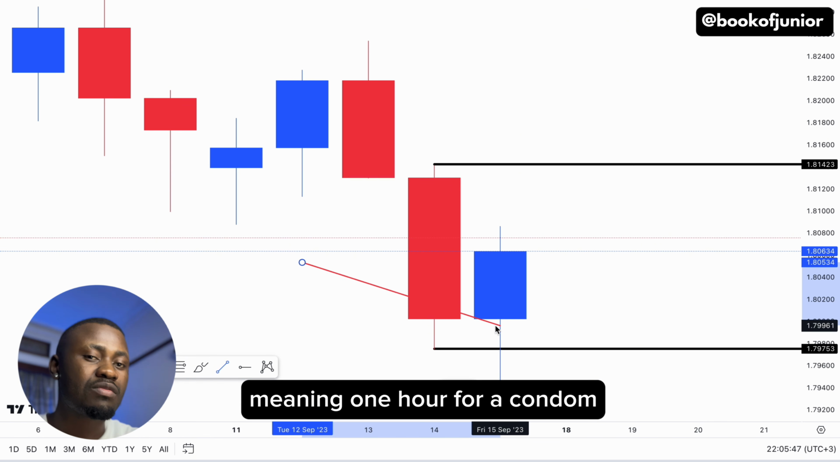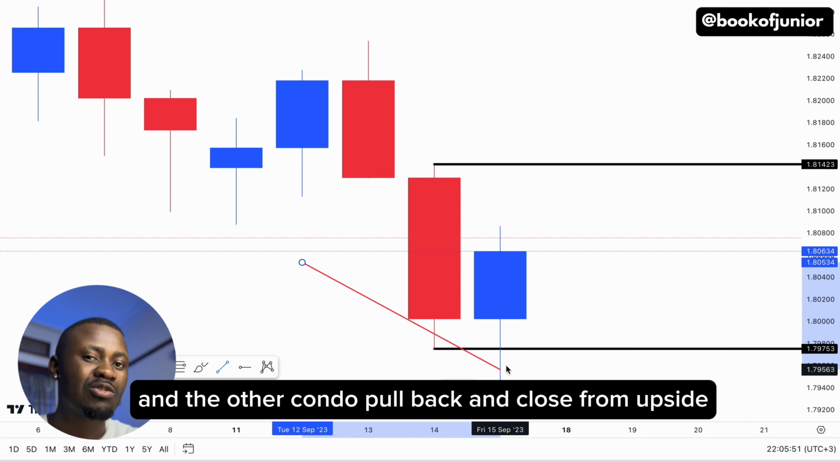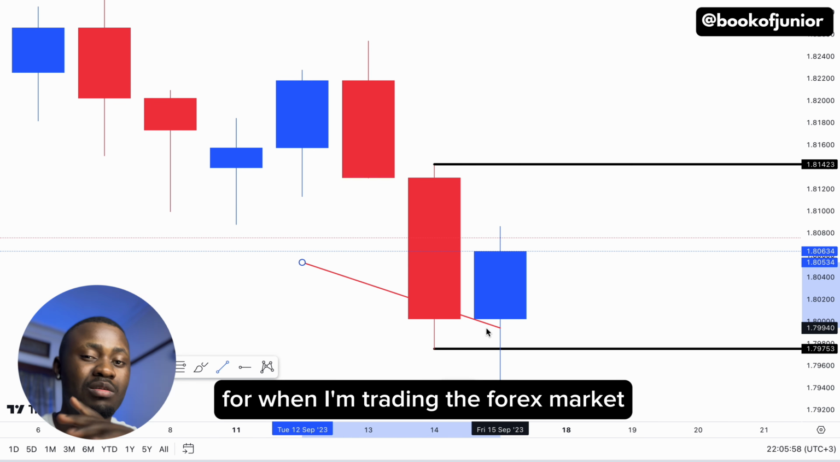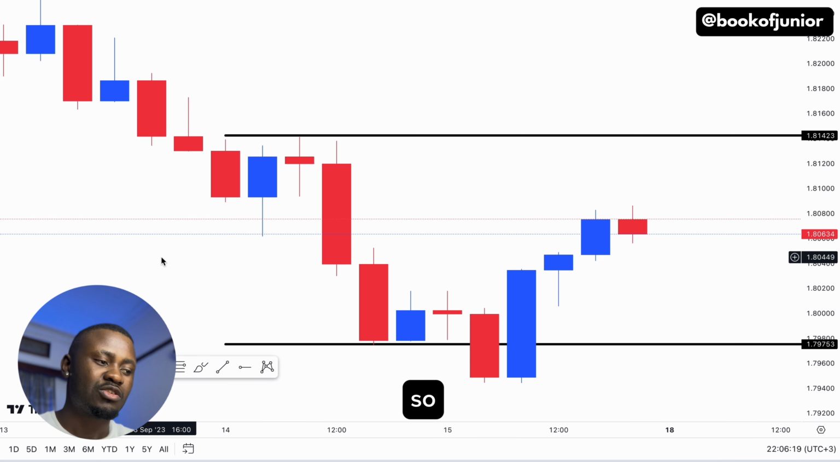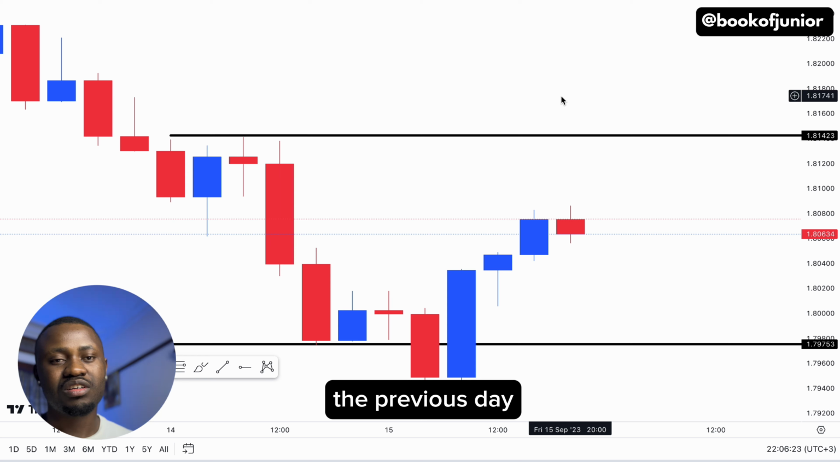So on our 4-hour candle, you're going to see two candles: one candle pushes down and the other candle pulls back and closes from the upside. That is one of the things that I always look out for when I'm trading the forex market. So let's zoom into the 4-hour candle and I'll show you that. So traders, this is my 4-hour candle. You can see clearly when I mark out the high and low of the previous day.